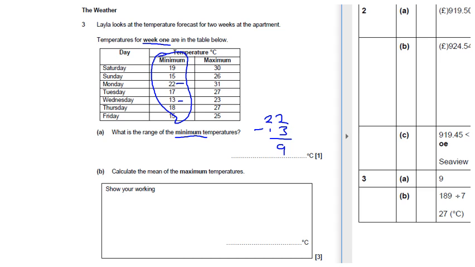Calculate the mean, so the average of those temperatures. Adding all those numbers up together, I get 189. Mean means divide by how many? Divide by 7. So I've got a mean of 27 degrees C.